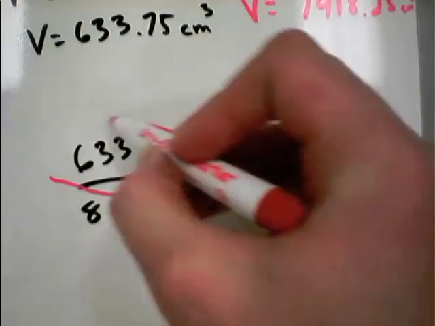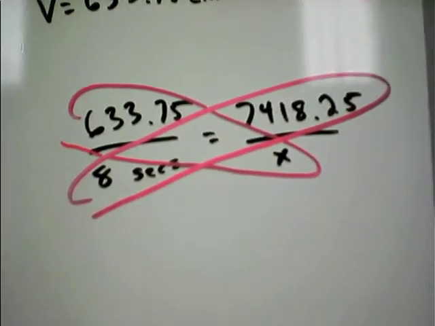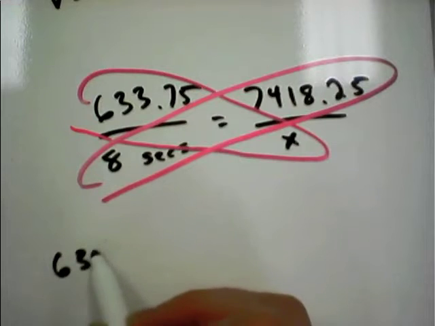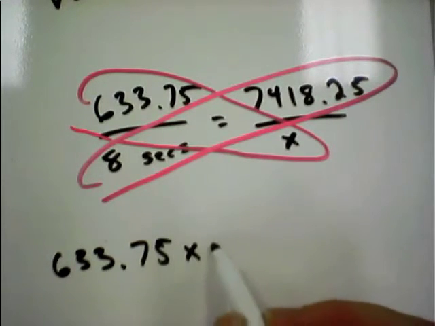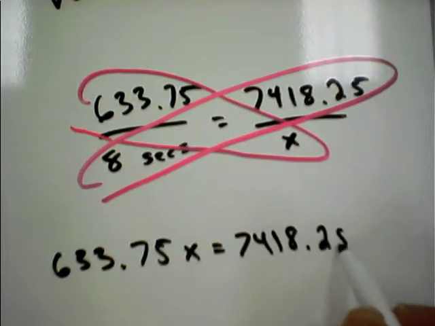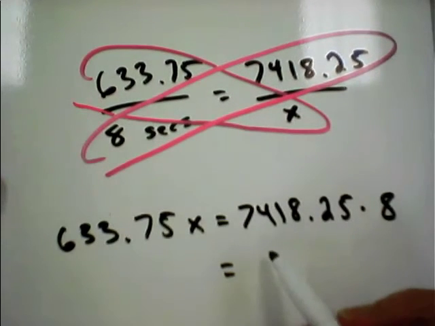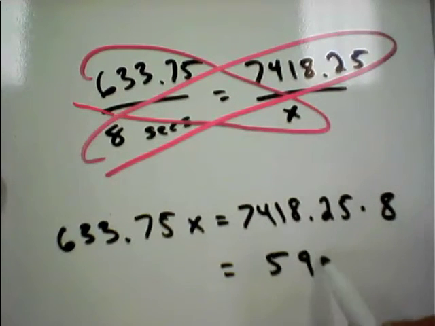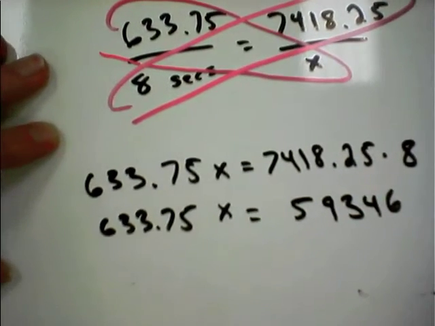To solve for x, I can cross multiply. So I'll have 633.75 times x equals that other diagonal, which is 8 times 7,418.25. I can multiply out my right side. I can leave my left side as 633.75 times x.